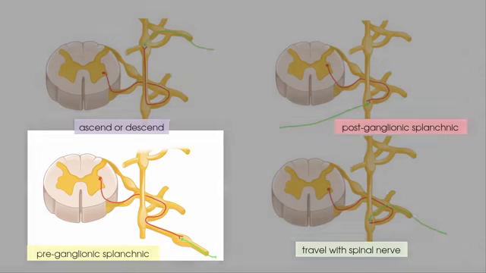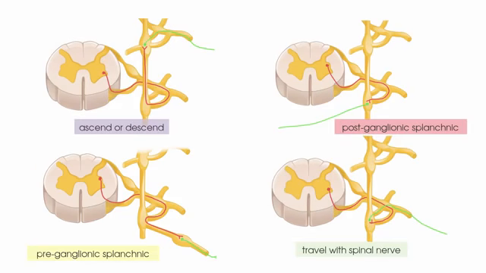So in the next tutorial we'll take a look at examples of how these different configurations are found in the body, and we'll look at the different distributions of the sympathetic fibers.